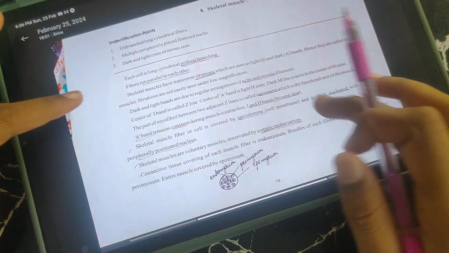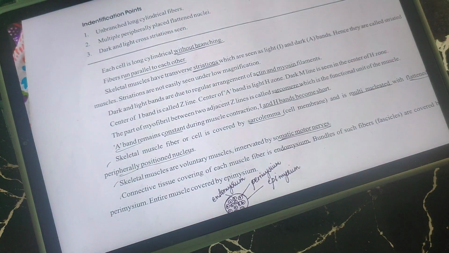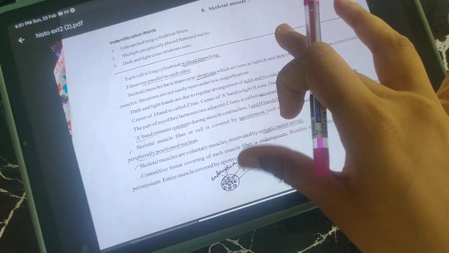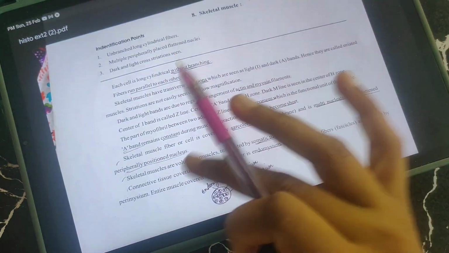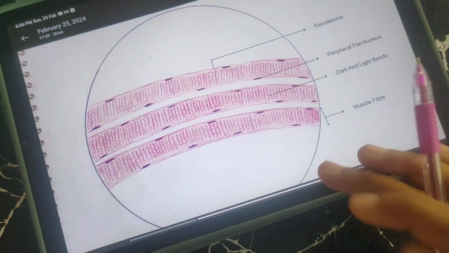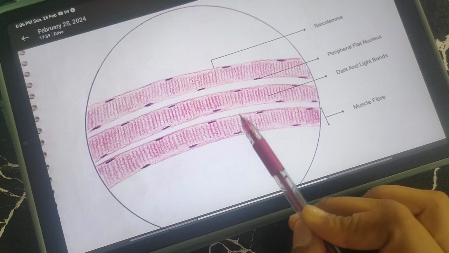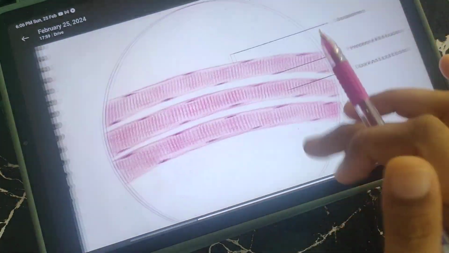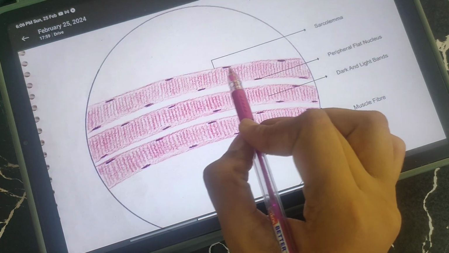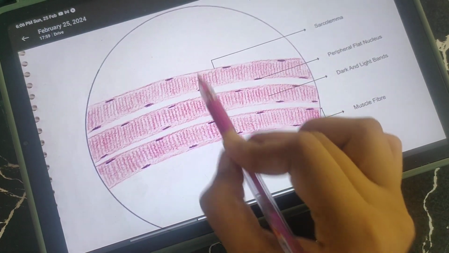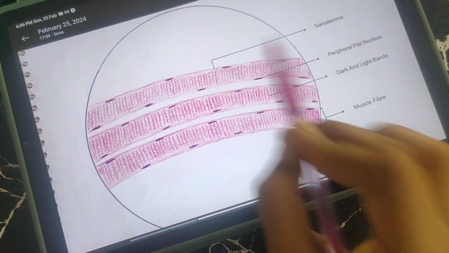Skeletal muscles, as I already said, are voluntary. See, these are unbranched, long cylindrical fibers. You cannot see any branches over here. They are long and cylindrical and arranged parallel to each other. You understand this point, I think. And then they have multiple peripherally placed flattened nuclei. This is a flattened nucleus placed at the periphery. The skeletal muscles have flat, peripherally placed nuclei.